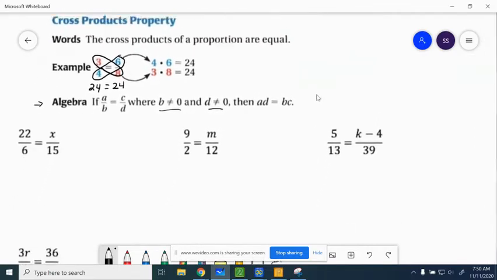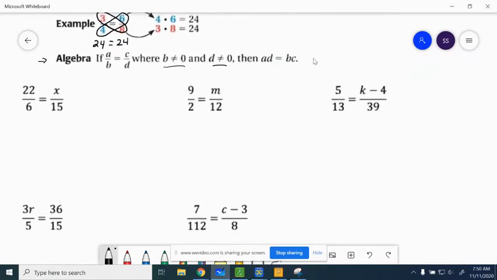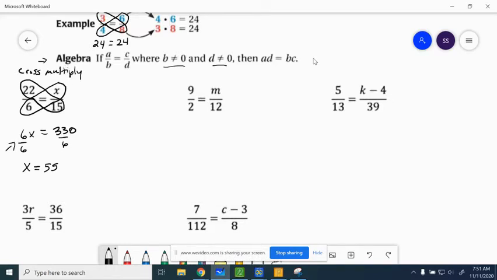Let's take a look at some examples. You've heard of cross multiply and divide. We multiply these two terms and these two terms and set them equal to each other. So 6 times x is 6x, equal to 22 times 15, which is 330. Now we solve this equation. We divide by 6 on both sides, and we're left with x equal to 55. So again, this is the cross multiply part, and then we divide.